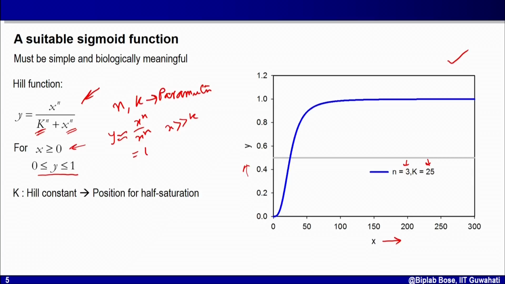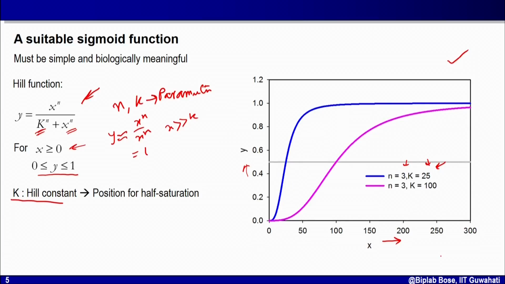K is called the Hill constant and it represents the position of half saturation. Let us look into that. I will change the value of k from 25 to something else, suppose 100. Then I get this pink curve. This gray line is representing 50%, 0.5. So it is intersecting the blue curve at the value which is nothing but 25. And this gray line is intersecting the pink curve at 100. So that is the value of k.